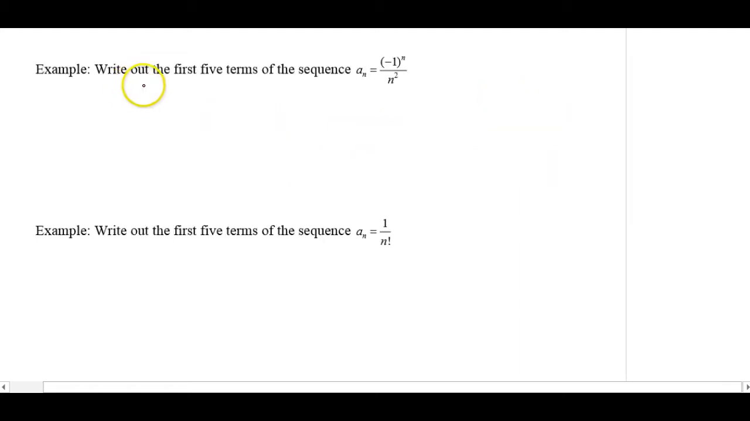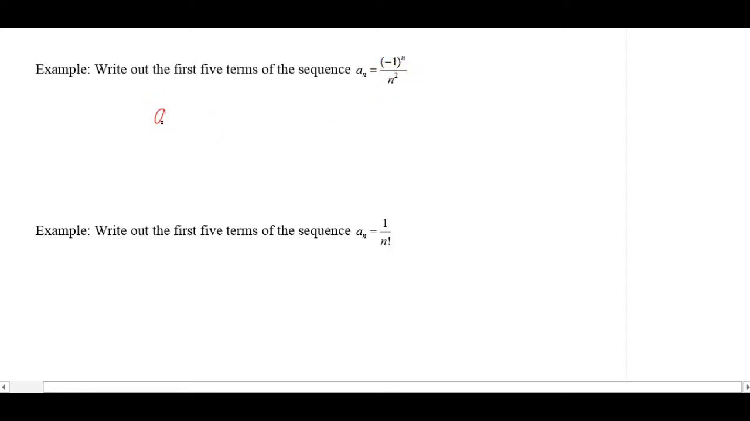Alright, in this first example, we're asked to write out the first 5 terms of the sequence a sub n equals negative 1 to the n over n squared. At this point you might be thinking, well, what do I start with? Where's the starting index? If we assume the starting index is 0, we're actually going to have a problem. We should be thinking either 0 or 1, but substituting 0 into the denominator for this n on the bottom will give us undefined. So we're actually going to have to start with an index of 1 in this case.